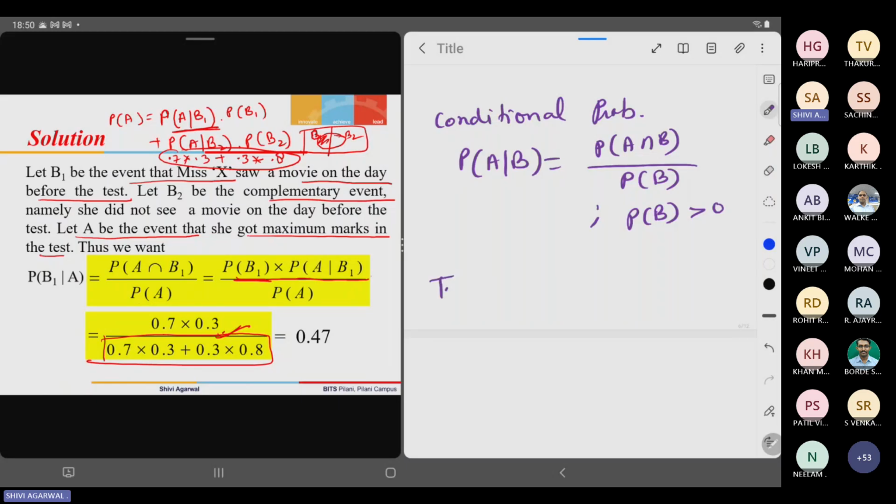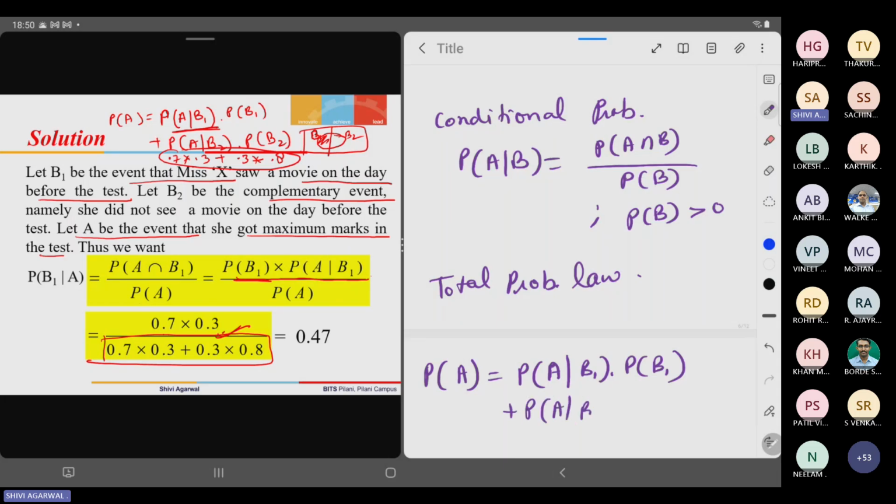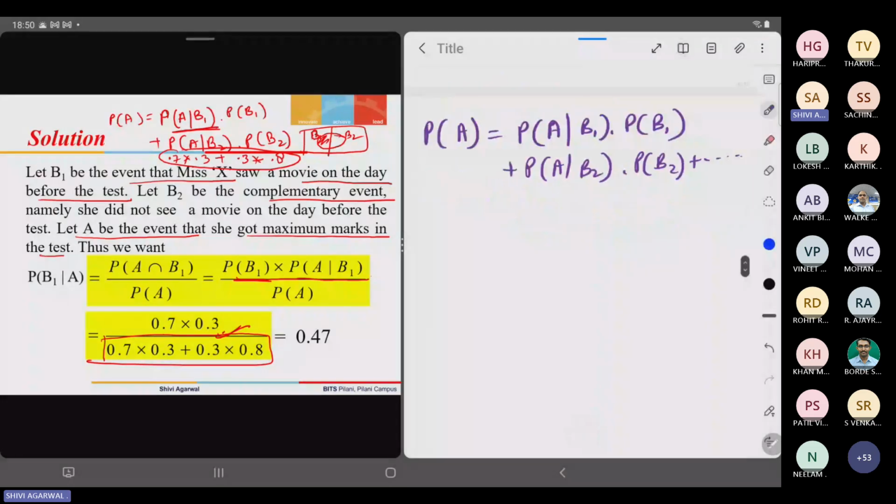Then we are using the total probability law. In this one, we can write probability of A as probability of A given B1 multiplied by probability of B1, plus probability of A given B2 multiplied by probability of B2, plus and so on. This is the total probability law, and in this case we are using that B1, B2, up to Bn are mutually exclusive and exhaustive events.